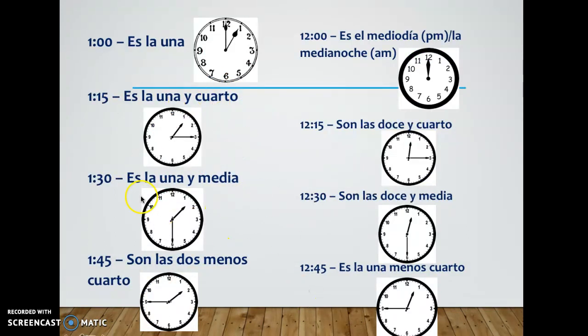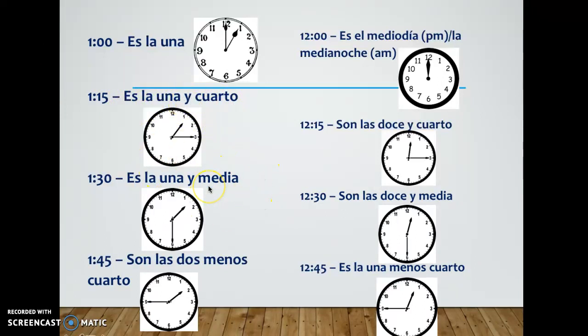Okay, here's some more examples. When you have 1 o'clock, it's es la. Now, when it's 15 minutes, you say quarter past, just like we do in English. Now, this is kind of an antiquated term for Americans. It's still used very much by the British, but you would say it's a quarter past 1. Okay, so this is what this means. Es la 1:15. It's 1:15. It's a quarter past 1.